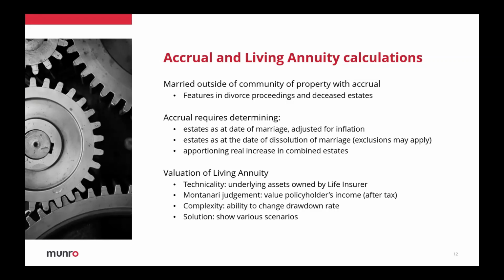So what we typically do is we do 3 or 4 scenarios where we calculate the values of the living annuity at the highest drawdown, the lowest drawdown, the actual current drawdown rate adjusted for inflation, and also the midpoint drawdown rate. That gives the legal parties and the parties involved a range of values that are all possibilities. And then it's a matter of negotiation or court ruling between the parties to agree on what value to use as the fairest to all parties involved.